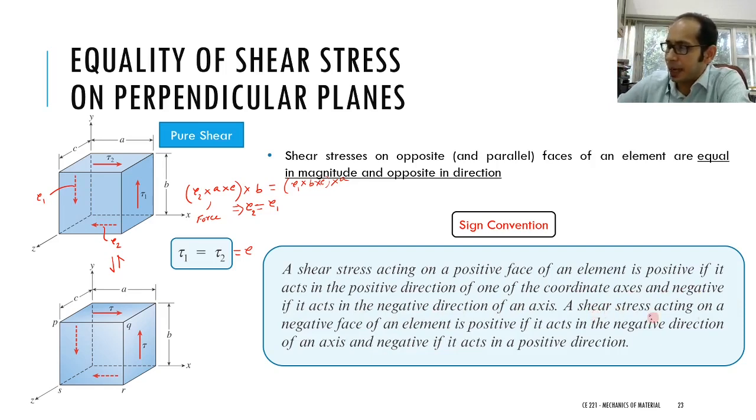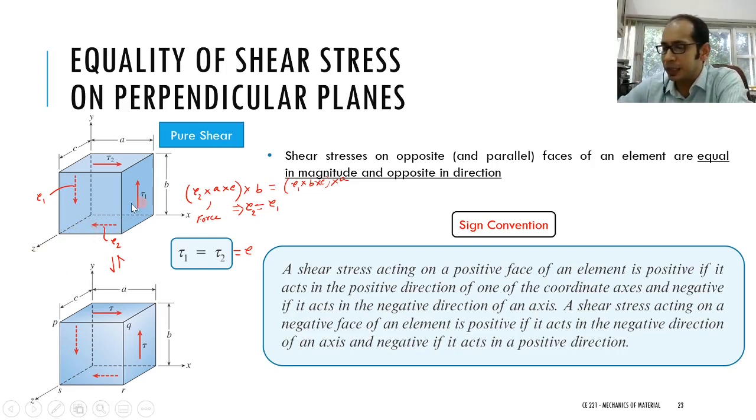A shear stress acting on a negative face of an element is positive if it acts in the negative direction. So first let's identify what is a negative face. This bottom face is a negative face. Why? In the bottom face, the outward normal points in the negative y direction. So on this particular face, you see this tau 2 acts along the negative x direction, so this tau is positive. It is like two negatives make a positive. The face is negative and the tau 2 acts in the negative x direction, so it's a positive tau.